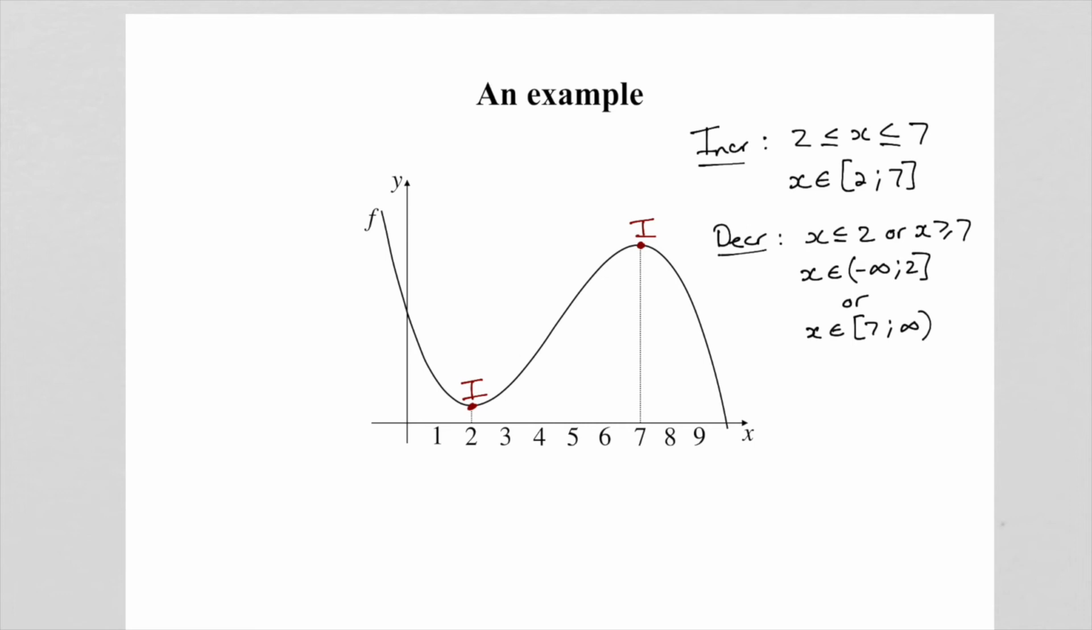Now, if we look at decreasing, the function is also decreasing at 2 because 2 is contained in the interval from negative infinity to 2. It includes the 2. So that means the function is decreasing at x equal to 2 because 2 is part of the interval on which the function is decreasing. And similarly, the function is decreasing at 7 because 7 is part of the interval on which the function is decreasing. Now what may seem very strange to you is that the function is both increasing and decreasing at 2 because 2 belongs to the interval on which it's increasing and to the interval on which it's decreasing. And also, the function is both increasing and decreasing at 7 because 7 belongs to the interval on which it's increasing and to the interval on which it's decreasing.